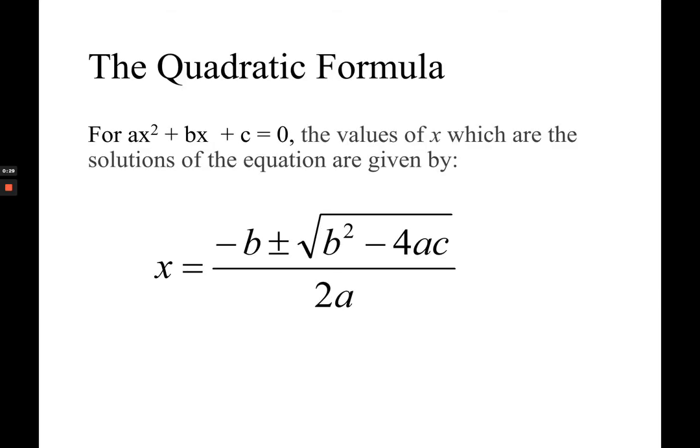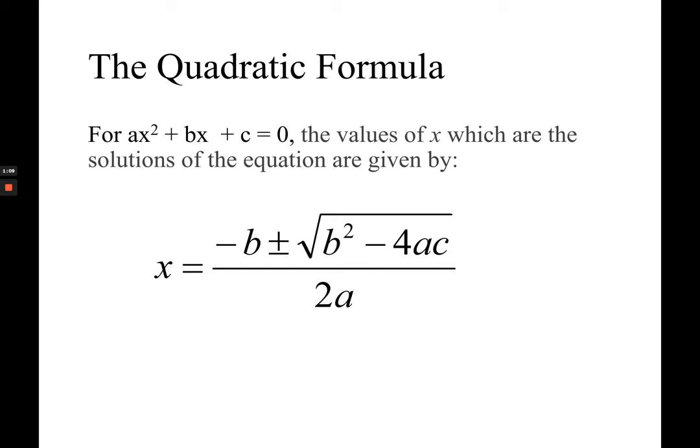Let's begin with the definition of the quadratic formula. For any given quadratic equation in standard form ax squared plus bx plus c is equal to 0, the values of x, which are the solutions of the equation, are given by the formula x is equal to negative b plus minus the square root of the expression b squared minus 4ac, all over 2a. This formula is basically used to solve for the solutions of a quadratic equation.